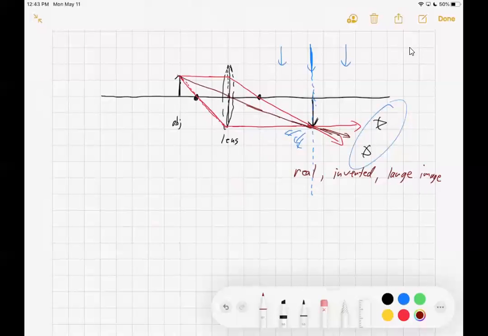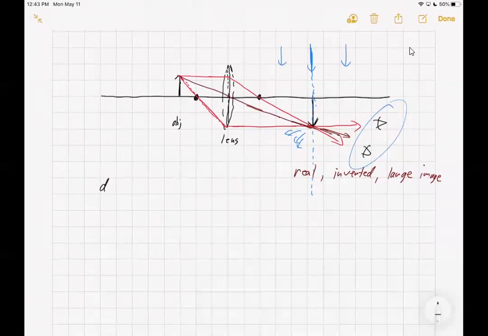Okay, so let's put some numbers in to see what happens. In fact, let's just say D_O is 3/2 of the focal length. So we're 1.5 focal lengths out. That's what this picture corresponds to. So if we substitute that into the thin lens equation, 1/(3/2 F) + 1/D_I should equal 1/F.